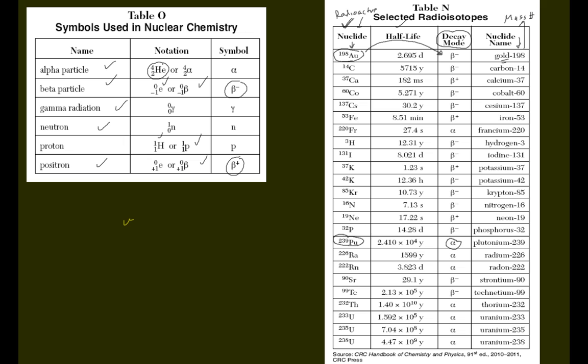What this doesn't give you is the penetrating power and the ionizing power. So you want to make sure that you study and memorize the ionizing power and the penetrating power, because they do not give you this. But they will ask.